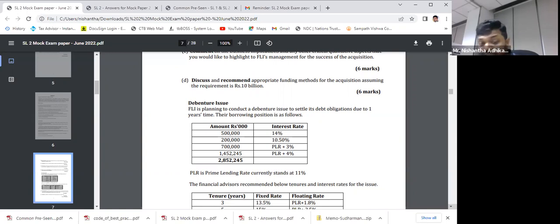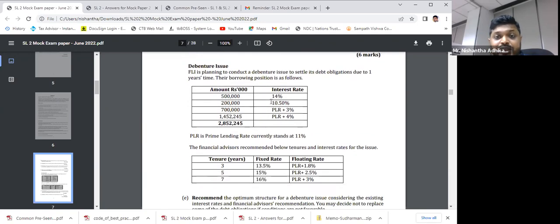Okay, next one. This should be part E. FLI is planning to conduct a debenture issue to settle its debt obligation due to 1 year's time. Their borrowing position is as follows. 500 million, 14% interest rate, right? 200 million, 10.5. 700 million, PLR plus 3%, 1.4 billion, PLR plus 4%. This is the total borrowing, 2.852.